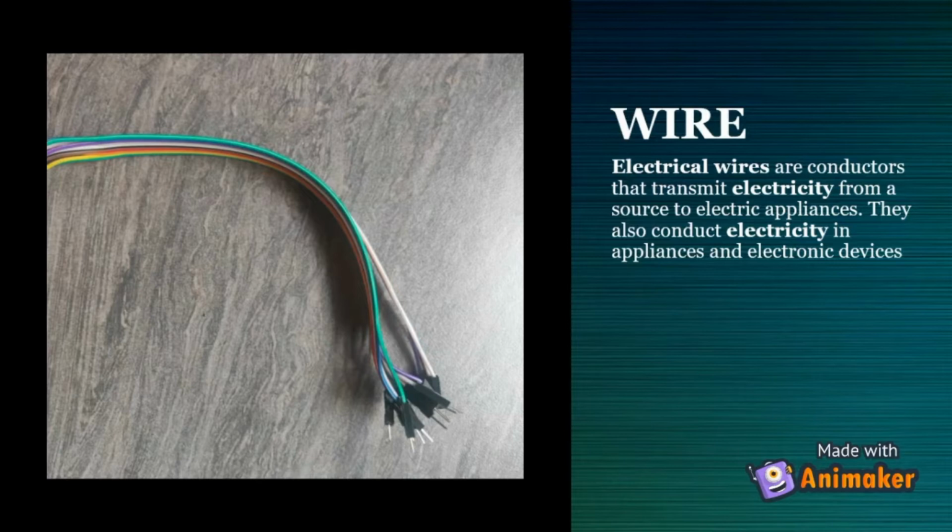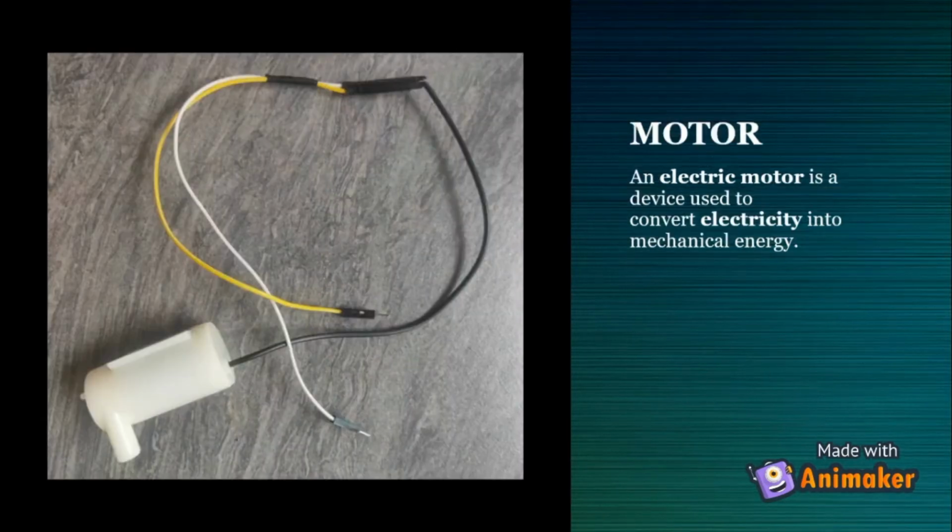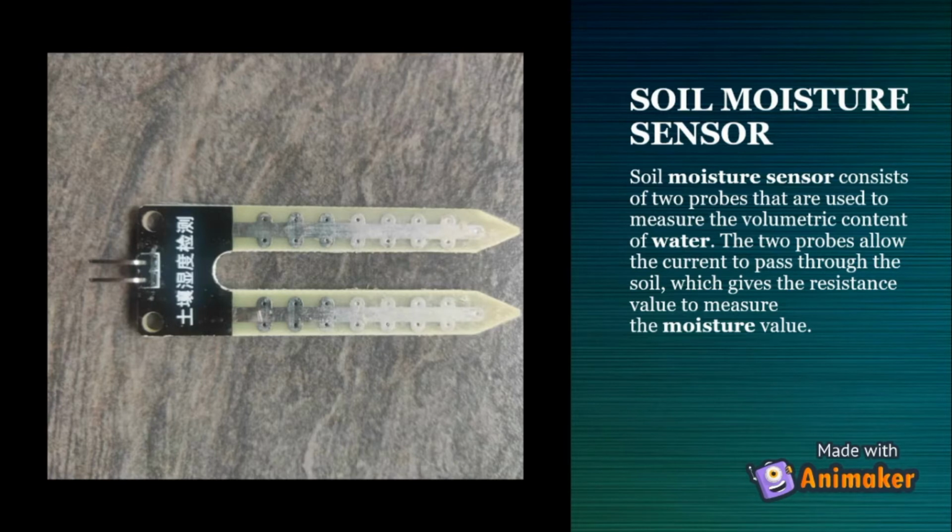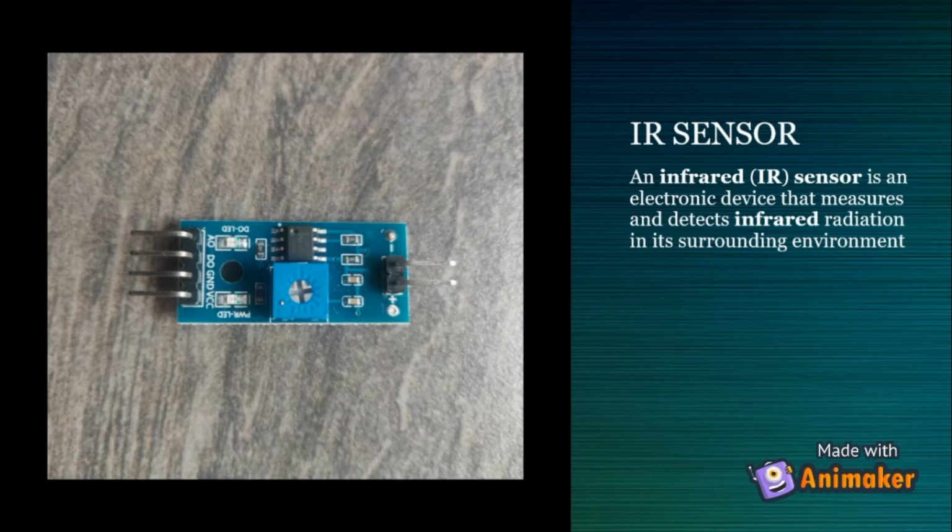Electrical wires are conductors that transmit electricity from a source to electric appliances. An electric motor is a device used to convert electricity into mechanical energy. A soil moisture sensor consists of 2 probes that are used to measure the volumetric content of water. The 2 probes allow the current to pass through the soil, which gives the resistance value to measure the moisture value. An infrared sensor is an electronic device that measures and detects infrared radiation in its surrounding environment.